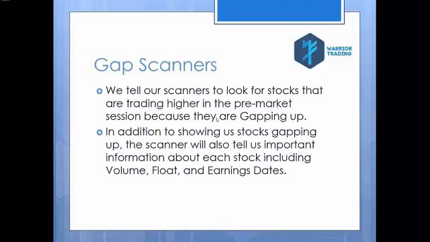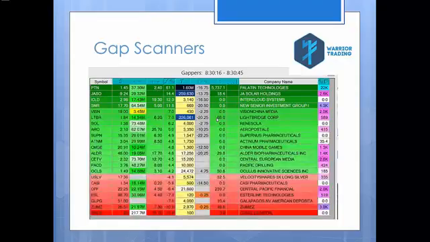Okay, so our gap scanners, they're telling us which stocks are looking to open higher or lower pre-market. This will tell us which stocks will likely have very high relative volume. And the scanner's also going to give us the information about the volume currently, right now, the float, the short interest, and the earnings dates. This is my scanner. All right, this is a scanner that we wrote in Trade Ideas. It's available to all of our students.